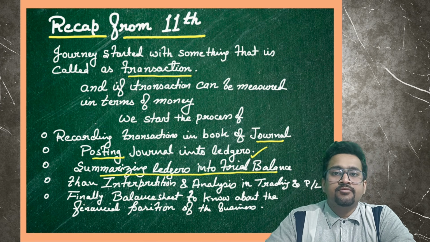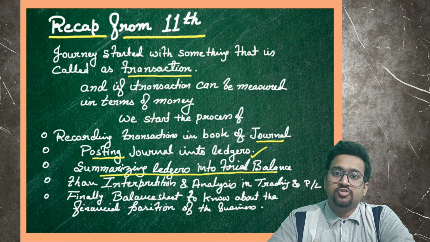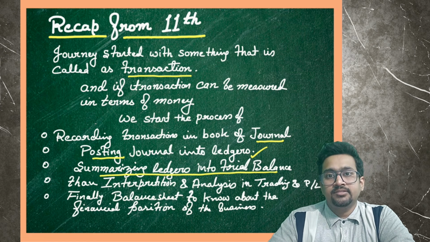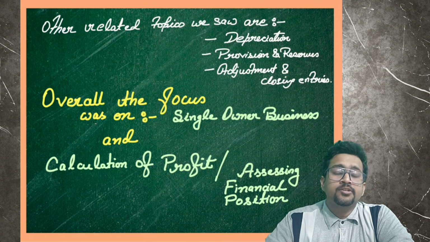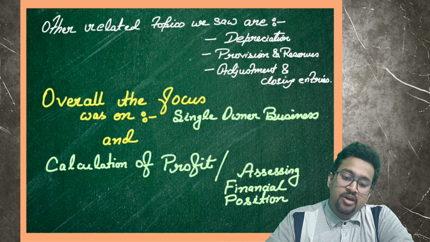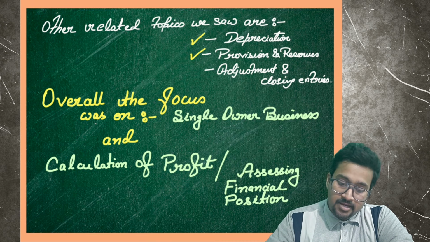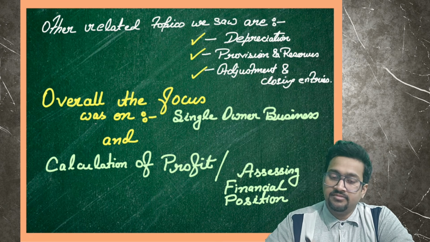Okay, now apart from these main topics, we also have some other topics which support these chapters, but they are also important because if we don't know about them, the proper flow of this accounting process would not be complete. For example, those chapters were like depreciation. Even for making the final accounts, you need to calculate the depreciation. Then you have provisions and reserves, and adjustment and closing entries. So all these things we have seen in class 11th.